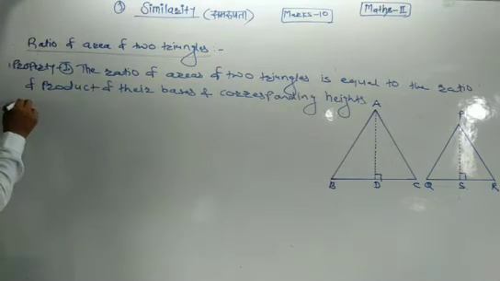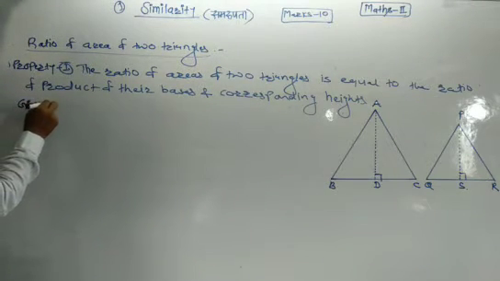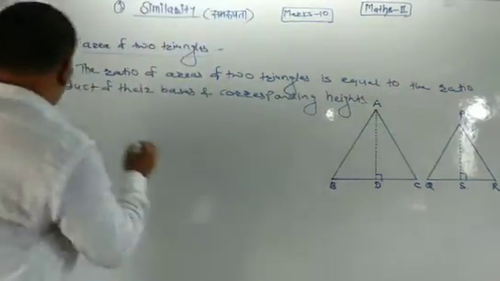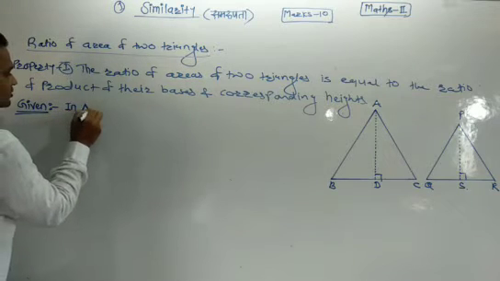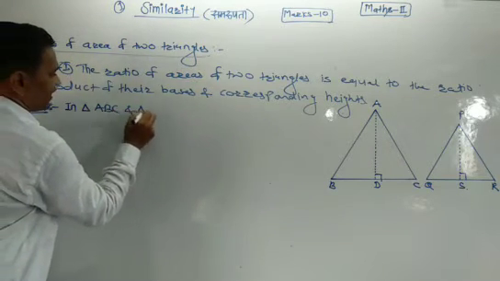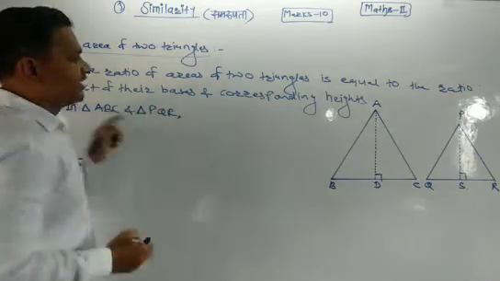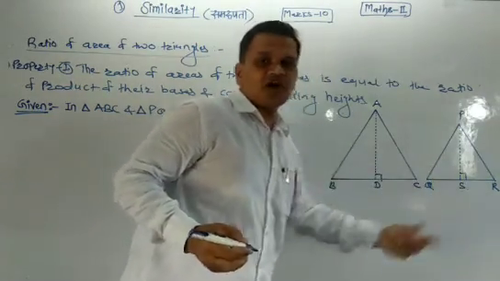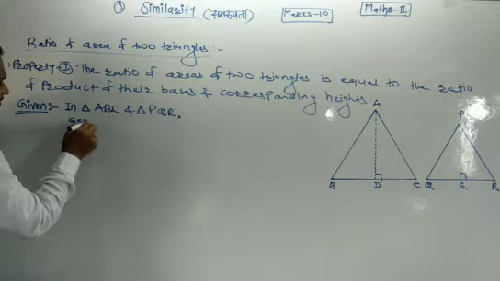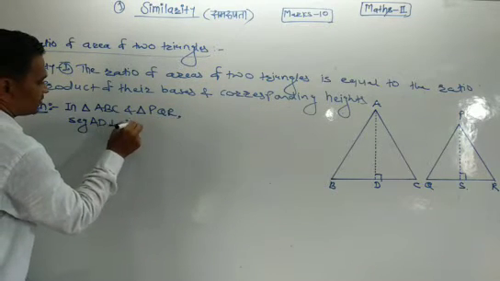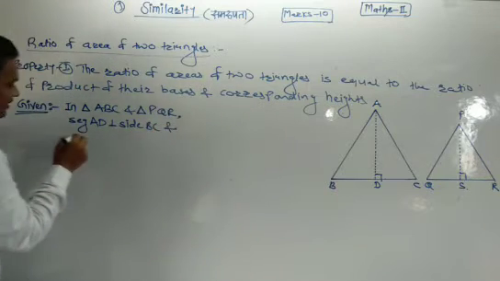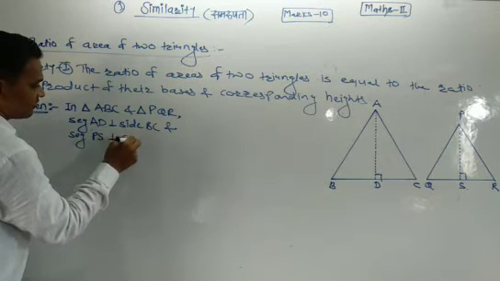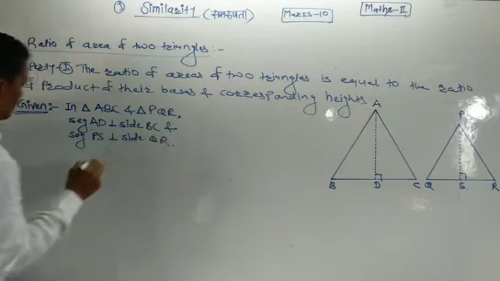Now, given: in triangle ABC and triangle PQR, seg AD is perpendicular to side BC and seg PS is perpendicular to side QR.